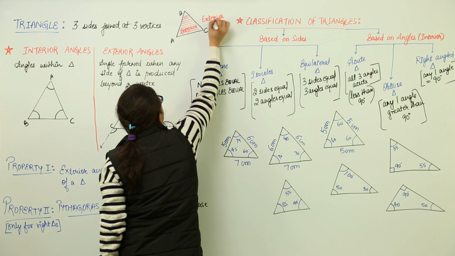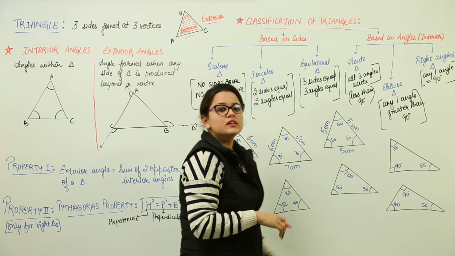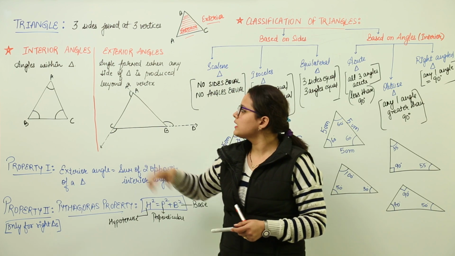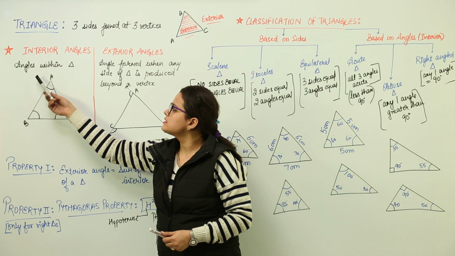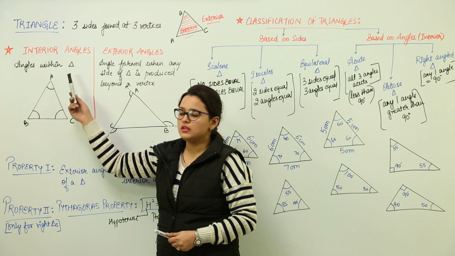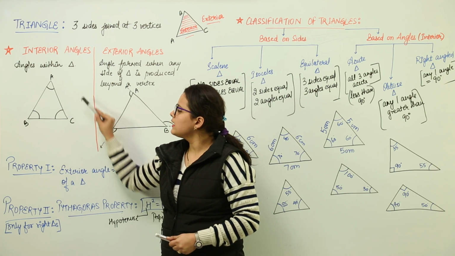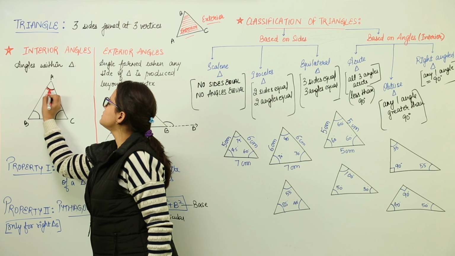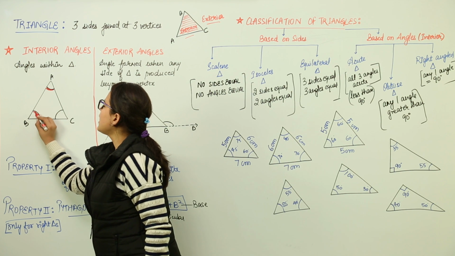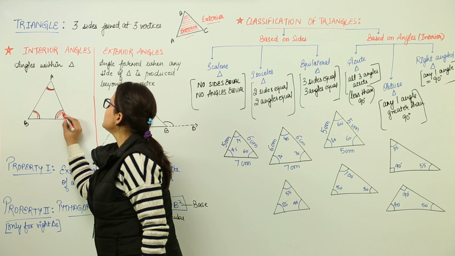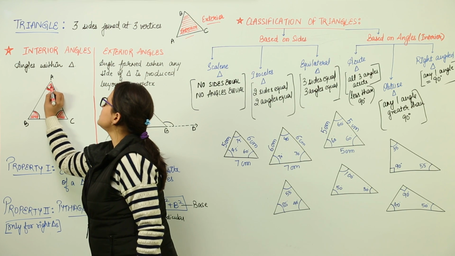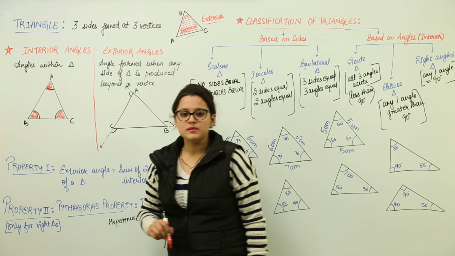So next what we are going to discuss is the interior angles and exterior angles. What about interior angles? Interior angles are angles that lie within the triangle. For example, this is the triangle ABC. Here these three angles, angle A, angle B and angle C, are lying inside the triangle. So these are known as the interior angles of this triangle ABC.